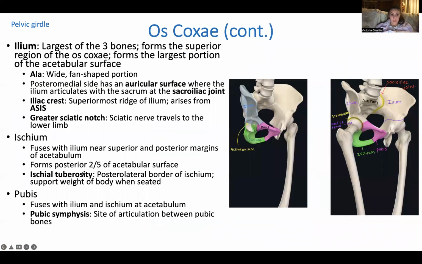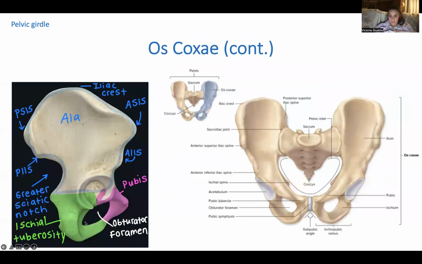Let's see. So you can see it forms the posterior 2/5 of the acetabulum, right? And what we really talk about is the ischial tuberosity. So the ischial tuberosity, that's going to be this portion right here. It's the posterior inferior portion of the ischium, and that's the portion that you sit on.